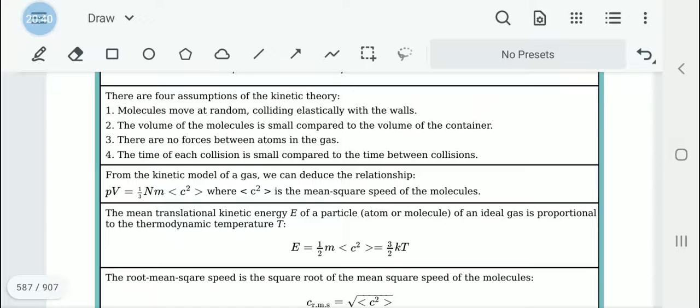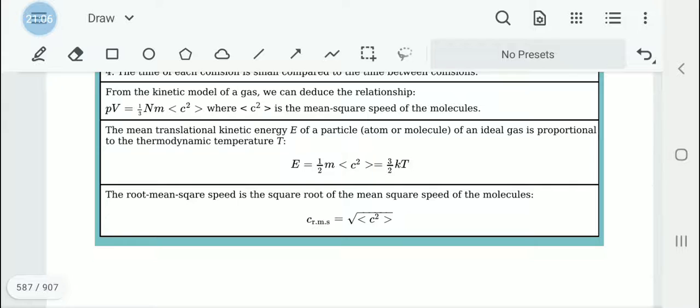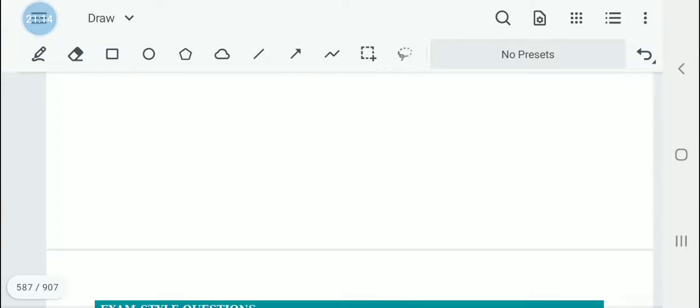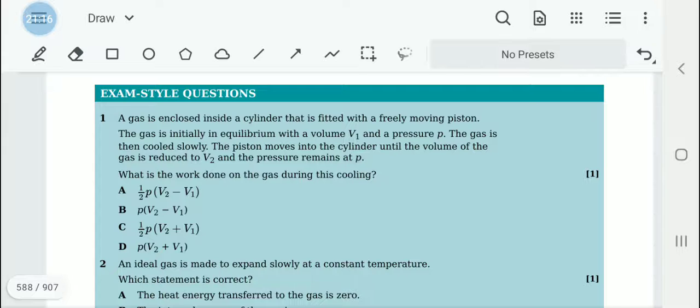Then we deduce the relationship PV equals 1 upon 3 Nm average c squared. The average c squared is the mean square speed of the molecules. Then from that we got an equation, mean translational kinetic energy E equals half m c squared, or 3 upon 2 kT. Then we got CRMS, the root mean square speed. It is the square root of the mean square speed of the molecules, and from that we ended our discussion.